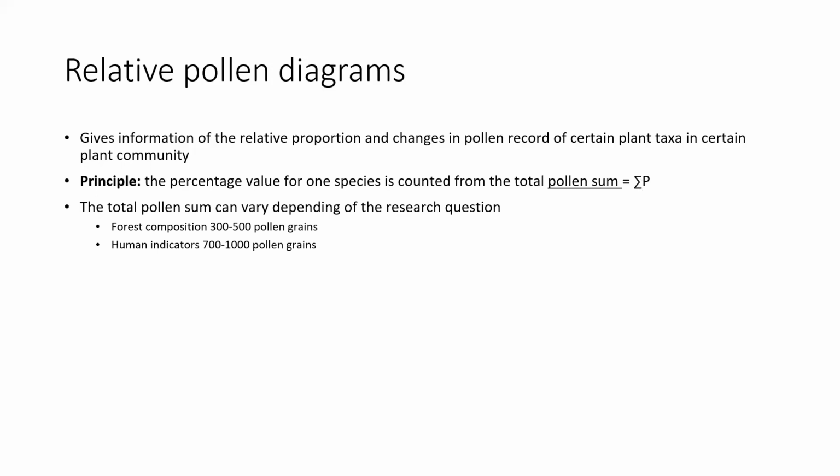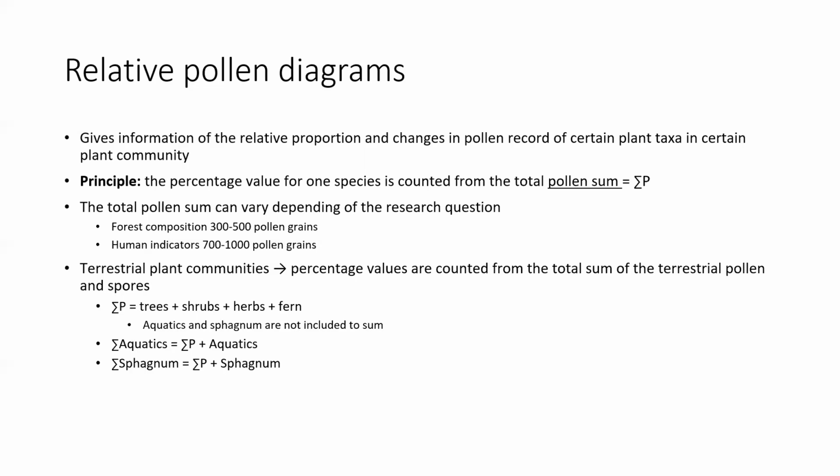And the total sum counted can vary depending on what we are looking for. Usually the most common amount, for example, if you are looking at forest composition or vegetation composition, is general. From one pollen slide, you may target to count 300 to 500 pollen grains. But for example, if you're trying to look for human indicators from the samples, and usually these are taxa that produce less pollen and are more rare in the pollen record, then usually the sum counted is larger, and you can target 700 or 1000 pollen grains. But if you go above this, it usually doesn't change the results.